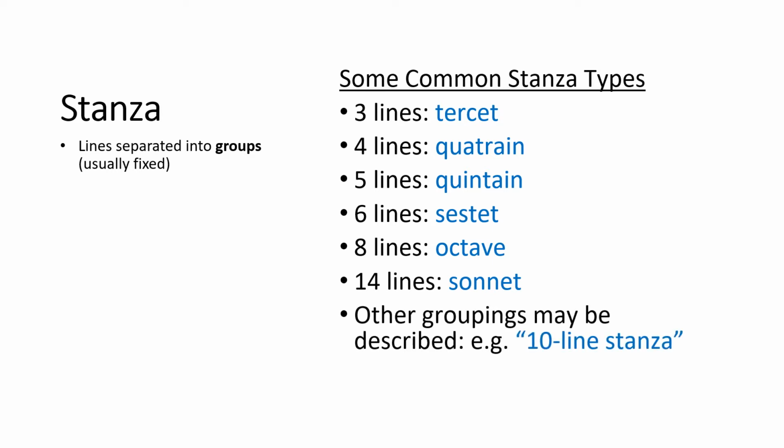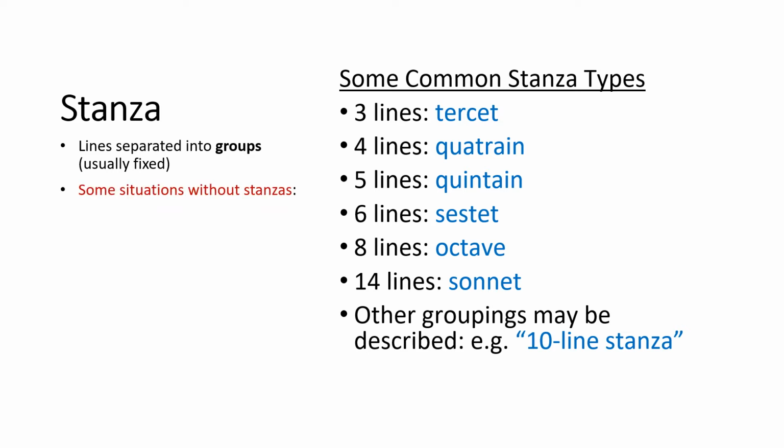Other groupings may be described. For example, you could describe Sir Thomas Wyatt the Elder's poem as a 10-line stanza. So it doesn't have to have a single word like a decade or something like that. You can be as wordy in your descriptions as you need to be, as long as a description is being offered.